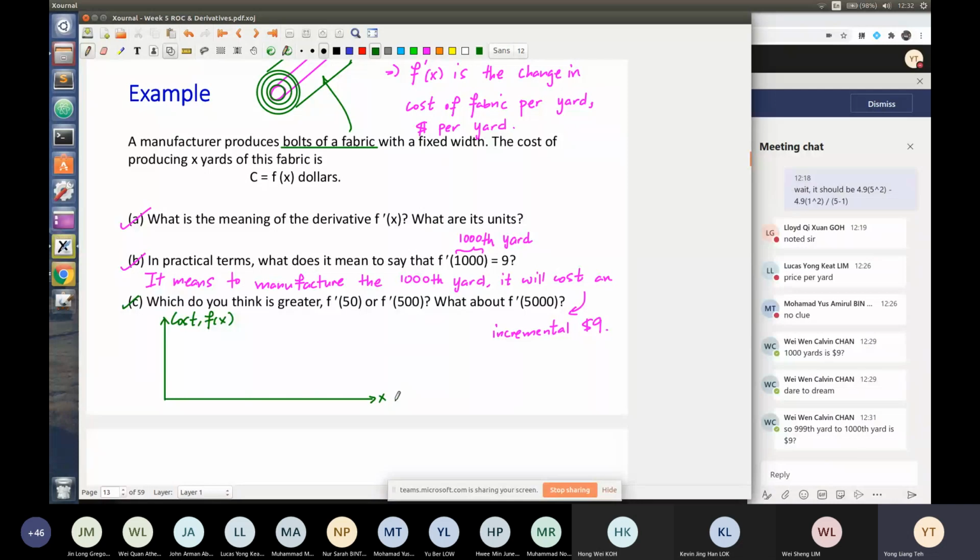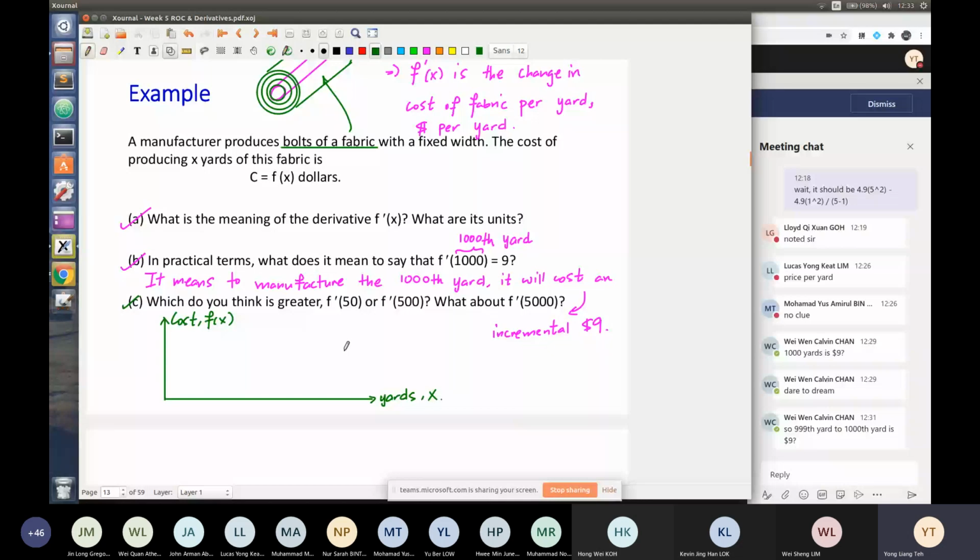So this is x. So hence, let's assume that there is this economy of scale. So therefore, by right, the cost wouldn't be a linear line. It should not be a linear line because as you manufacture more and more, you should have economy of scale. So the later yards that you manufacture will be cheaper. It will get cheaper and cheaper.